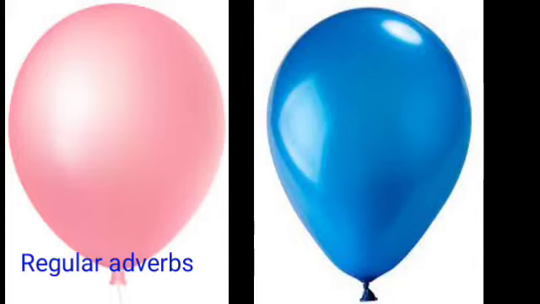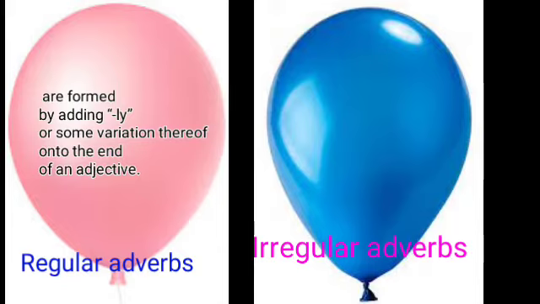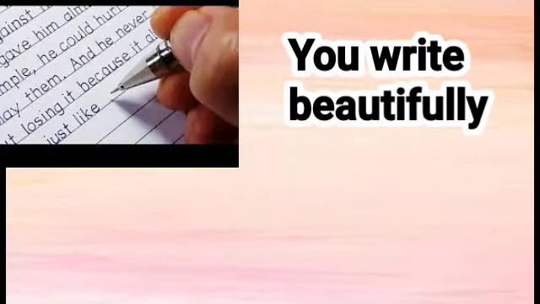Adverbs can be either regular or irregular. When we say regular adverbs, these are formed by adding ly or some variation thereof onto the end of an adjective. For example, the sentence, "You write beautifully." In this sentence, the verb or the action word is write. And how do you write? You write beautifully. So beautifully is a regular adverb in the sentence since it ends in ly and it describes the verb.